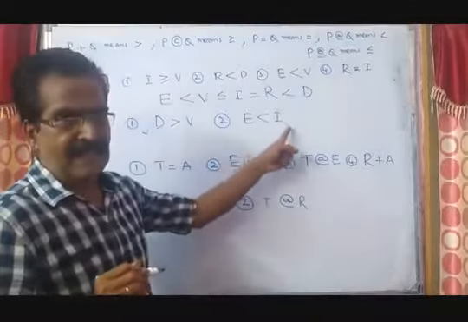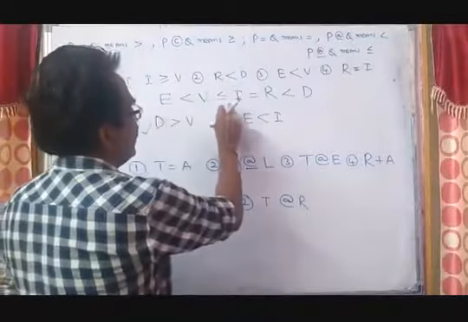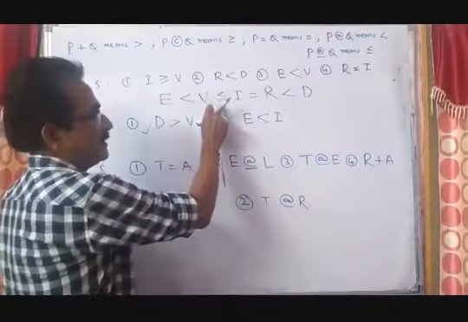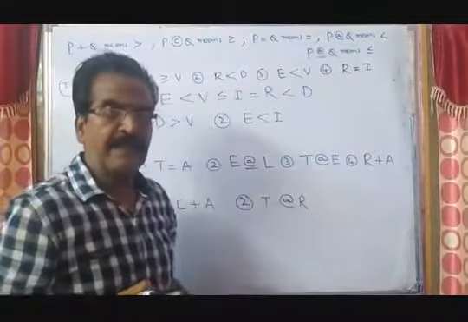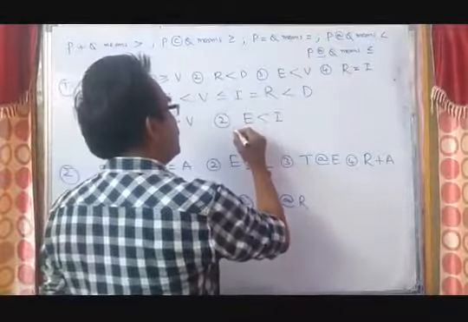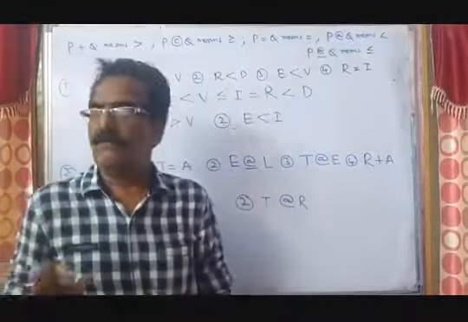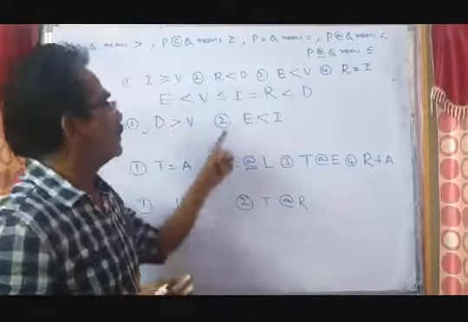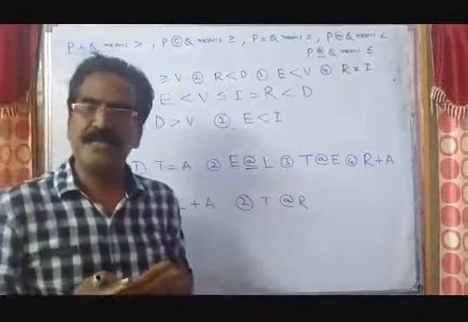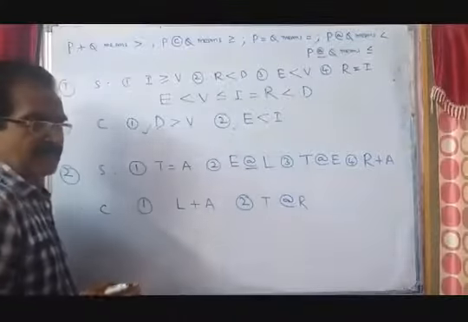Next, E less than I. When less than and less than or equal to are there, less than follows. So E less than I is also true. So both the statements follow, and that is the answer for the first question. Now let us go to the second question.